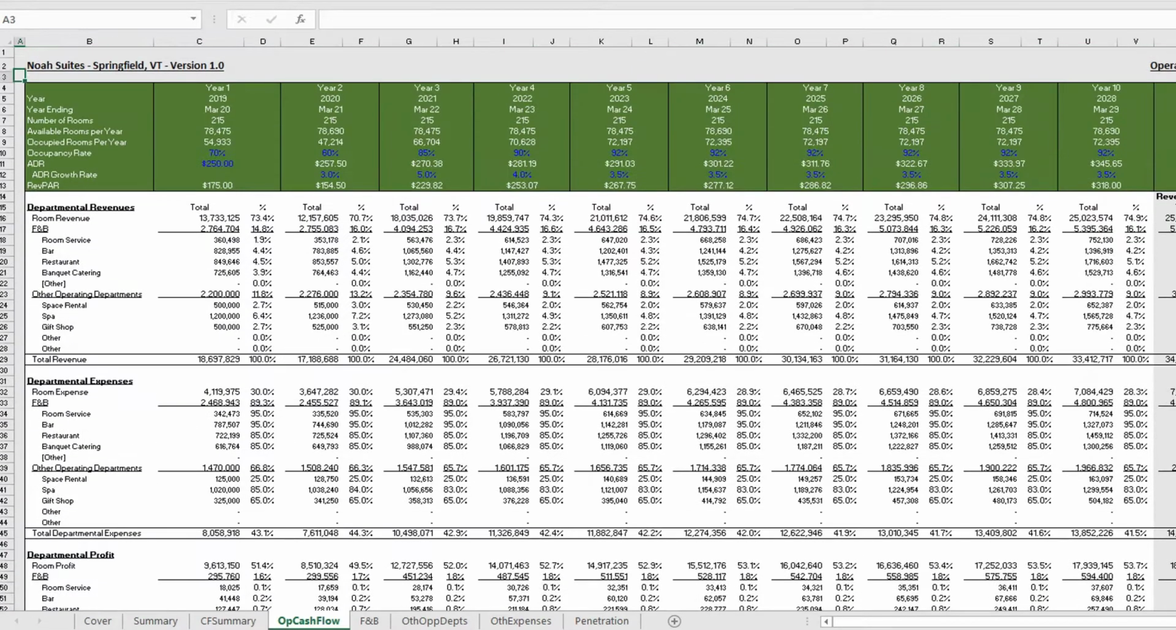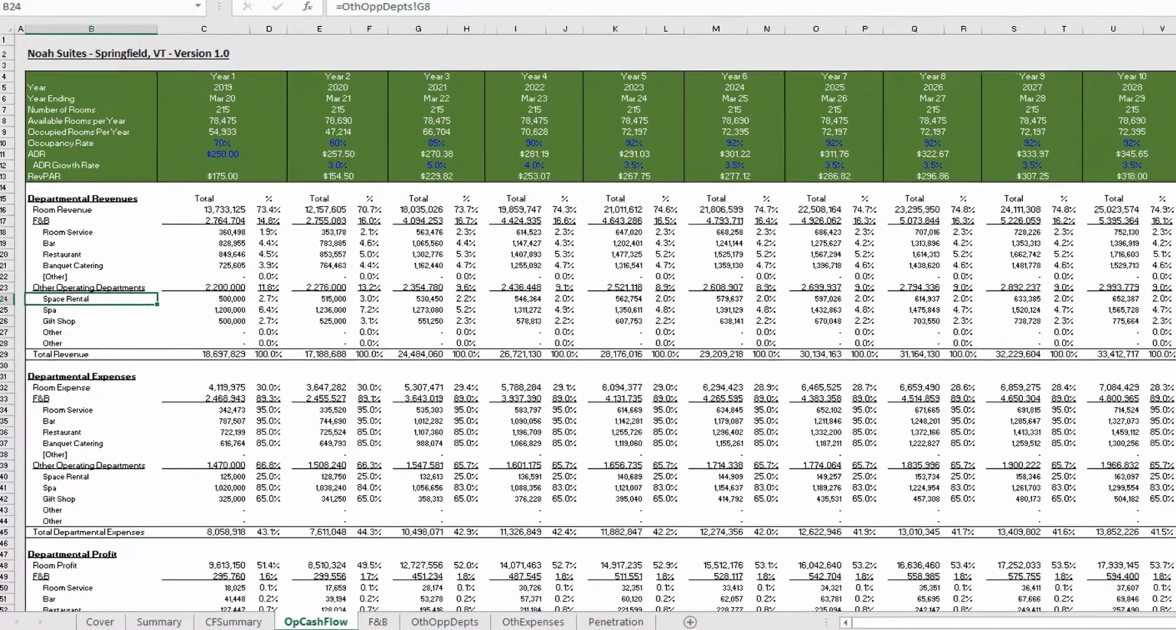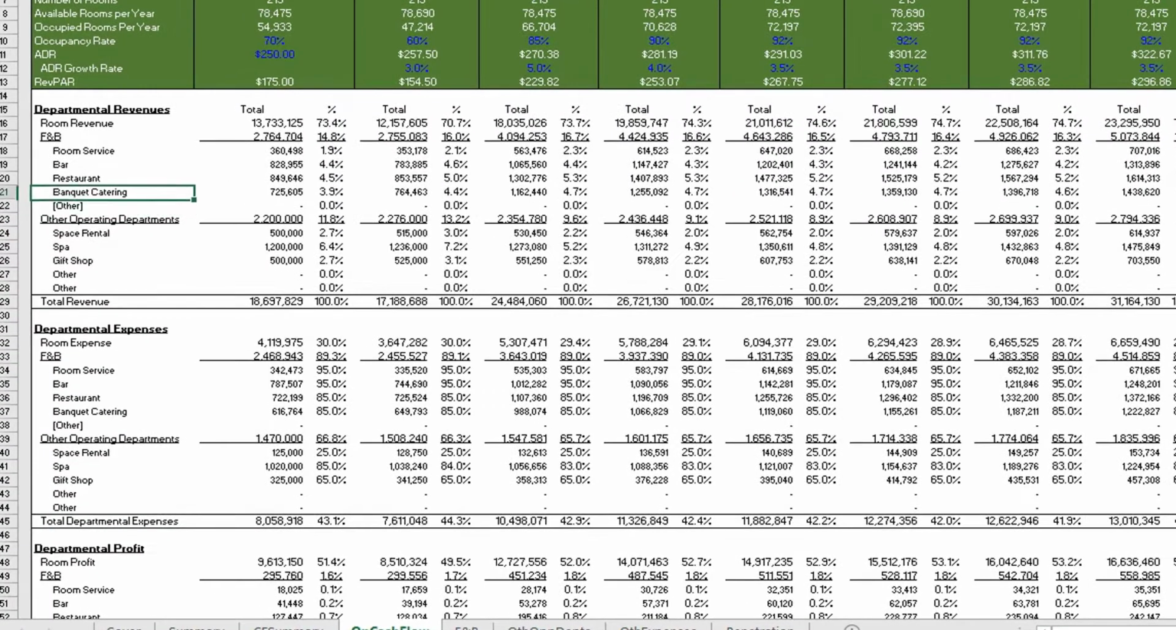All right, so let's take a second to review the departmental revenue, departmental expenses, and departmental profit sections. This is a different layout than with other traditional commercial real estate assets. When you're looking at hotels, in addition to collecting rent on the rooms, there are a bunch of different profit centers or potential profit centers. And so you want to look at each of these on an individual basis.